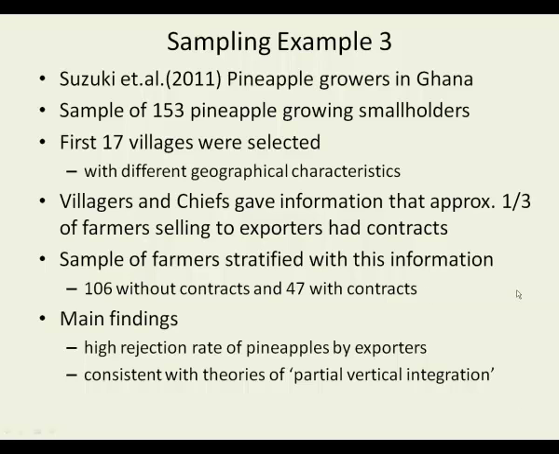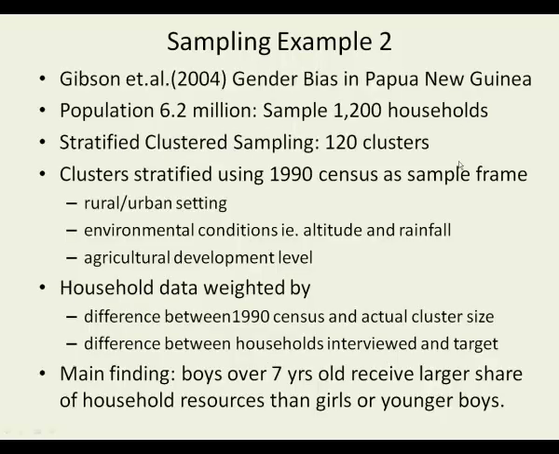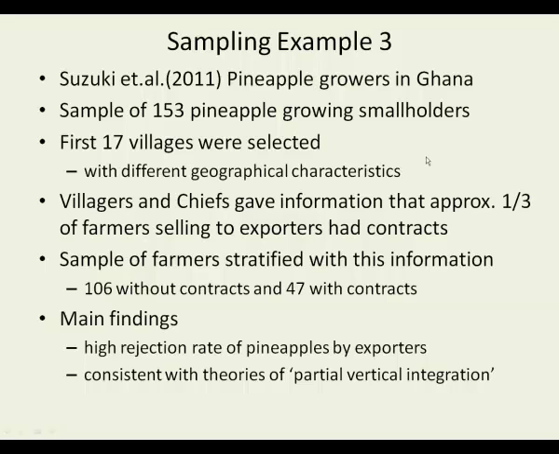Sampling example number 3 is pineapple growers in Ghana. Sample of 153 pineapple growers, smallholders, so far smaller than these other examples. This is the sort of thing that can be done by a single research team or even the researcher.